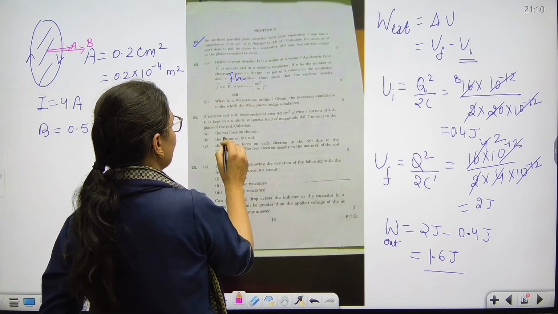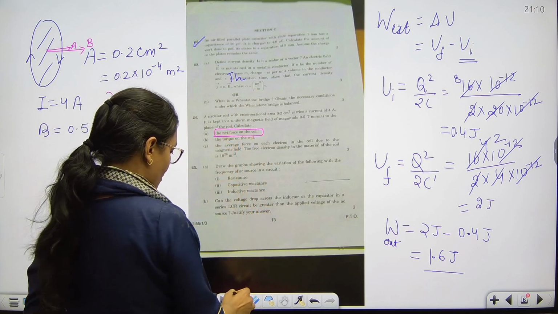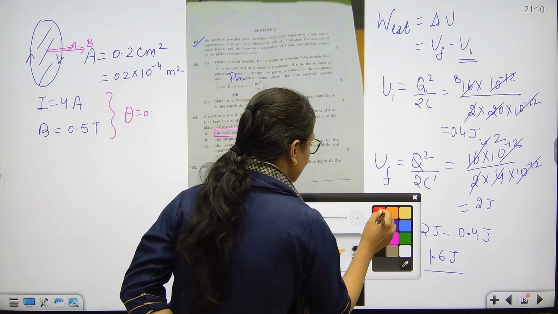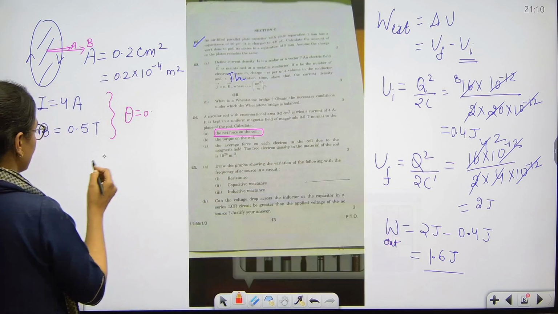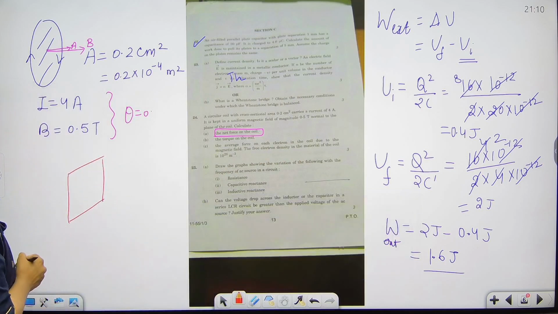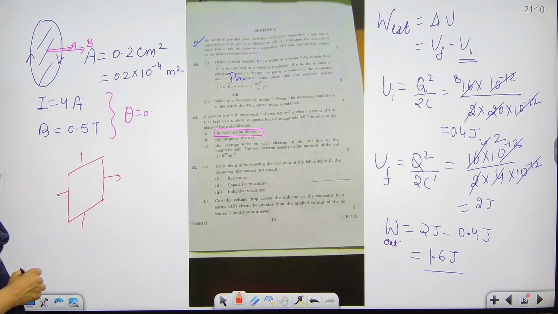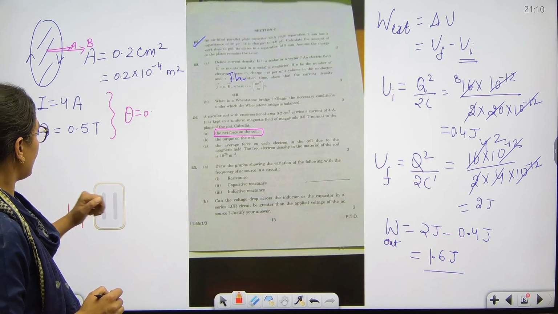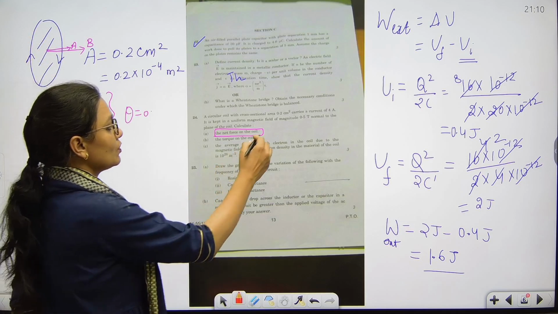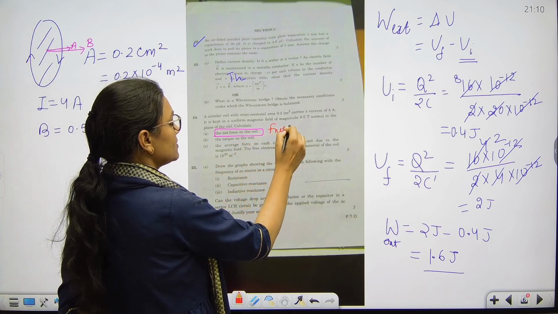Then we have the net force on the coil. If you can recall that derivation of a rectangular coil placed in an external magnetic field, in that we calculated that the net force will be 0 on the coil. So now here the coil is circular, again the net force will be 0.